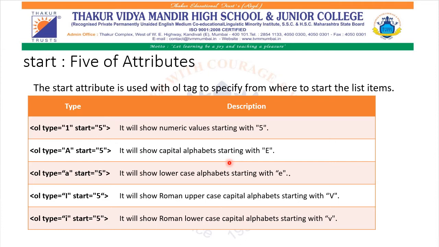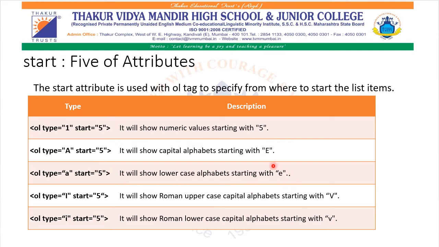It will show the lowercase alphabet starting with E. That is, the sequence will have the bullet type small case a, and that list will start the sequence from the fifth position, that is 5, that is E, that is small letter E.